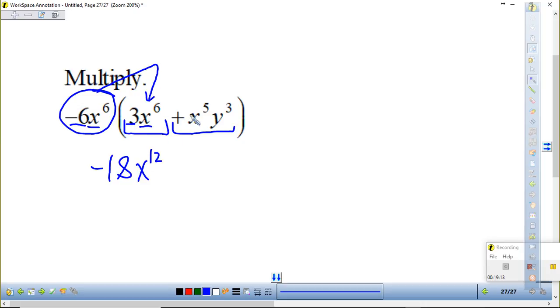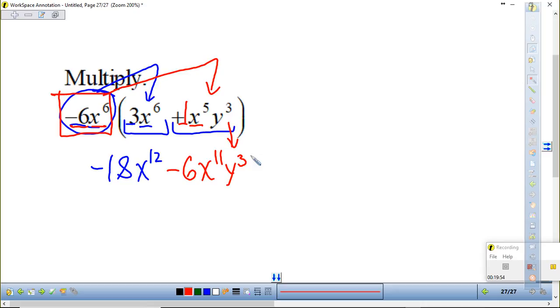Next, what is the coefficient here of the second term? This one. What's invisible here? A 1. All right, so here we go. I'm going to multiply this one times that second term now. Numbers with numbers, variables with variables. What is negative 6 times 1? Negative 6. What is x to the 6 times x to the 5th? X to the 11th. And there's no other variable, but we have a variable here. All we do is bring it down, so this is y to the 3rd. Can we do anything else? No.